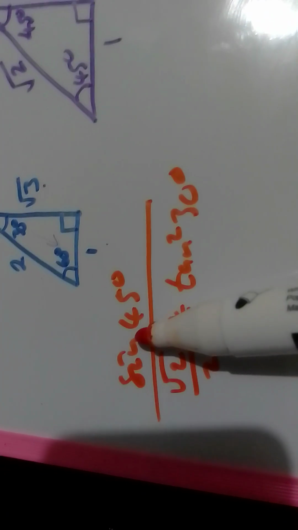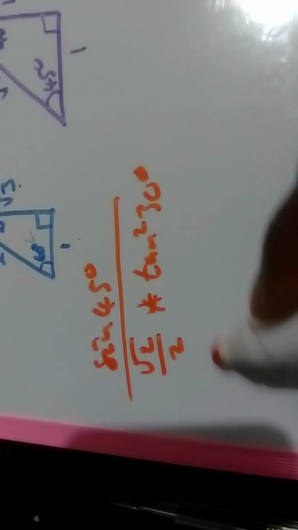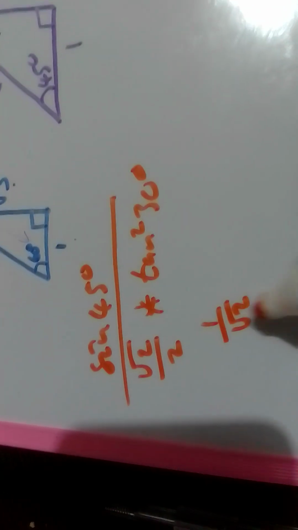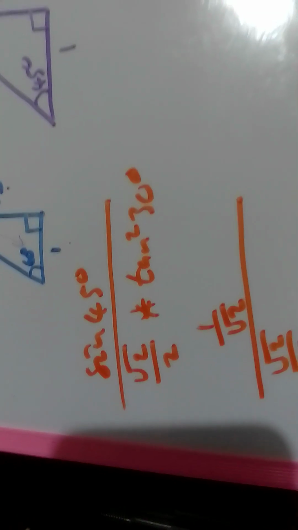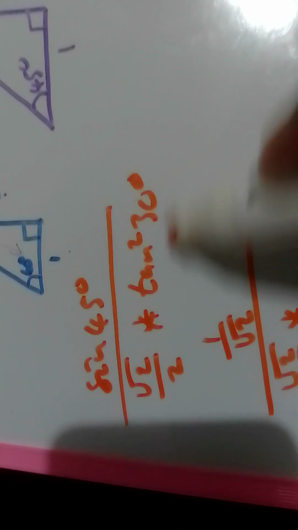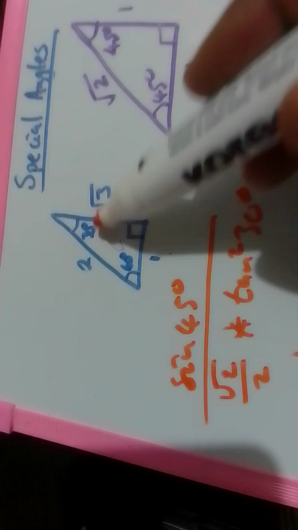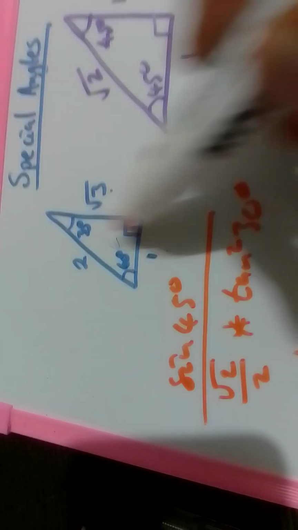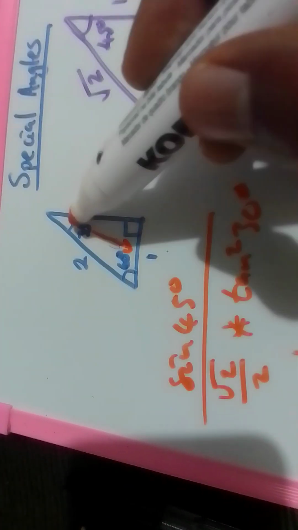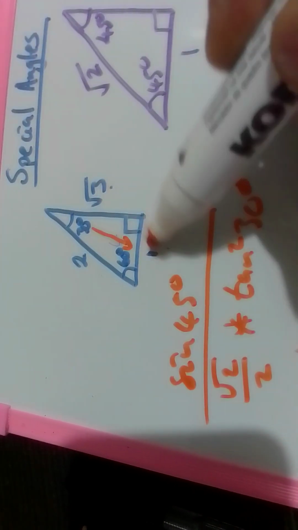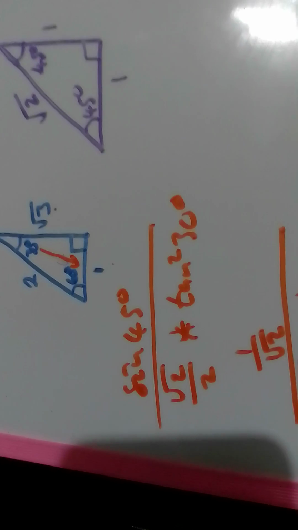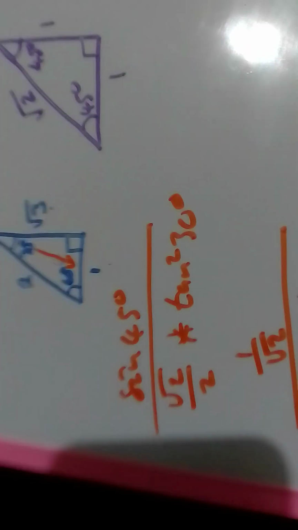Now, if we go back to sin 45, we just found out that it was 1 over square root of 2. So we now say here we have 1 over square root of 2, all over, on our denominator, square root of 2 over 2 multiplied by tan squared 30 degrees. This is where the 30 degrees is, and tan is opposite over adjacent. This is the opposite side of angle 30, 1, and this is the adjacent side. So we've got 1 over square root of 3, multiplied by 1 over square root of 3 like that.